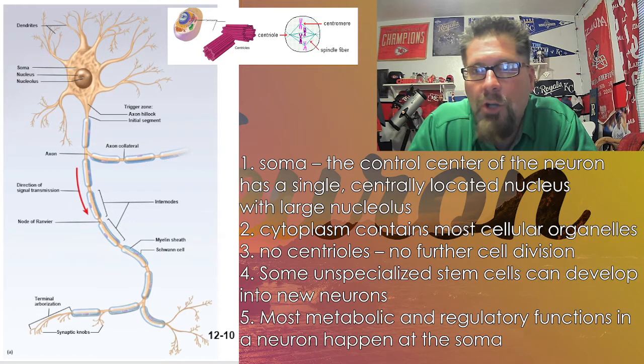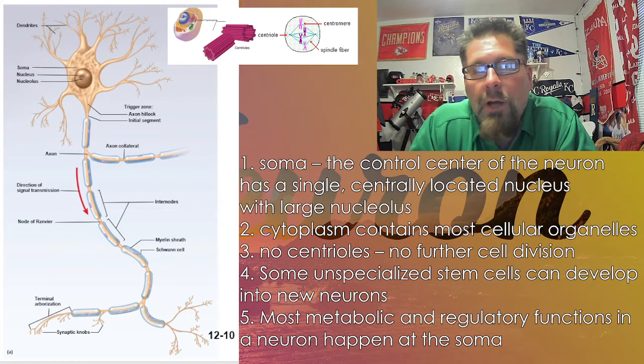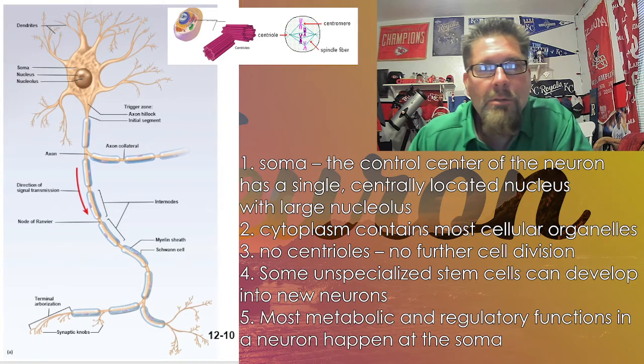That's your soma. That's an important area. That's where the action potential is going to happen. The bottom half of that is the trigger zone. That's when it's going to send it on down into the axon. Soma is a pretty important place. Again, like it says, it's the control center, and you can see other information about that.